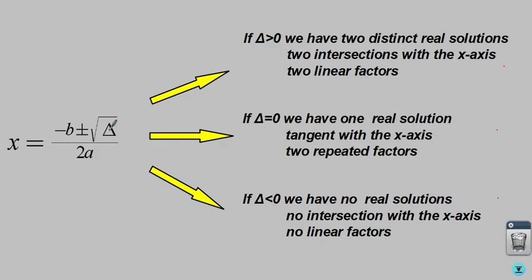If it's positive, we have two solutions. If it's 0, we have one solution, and if it's negative, we have no solutions.